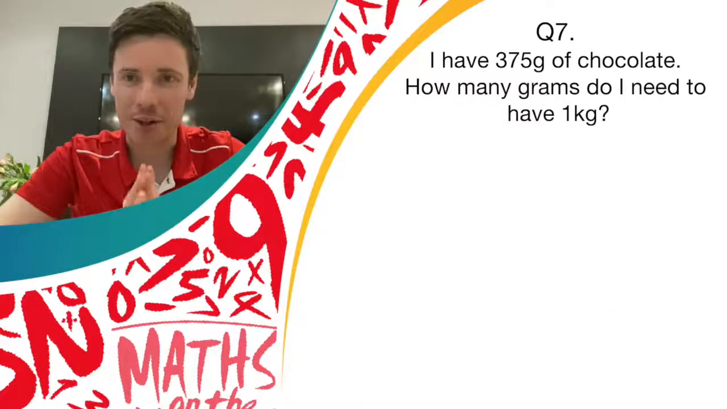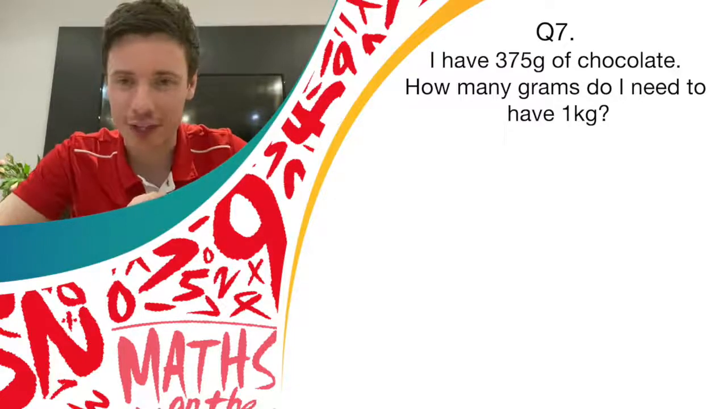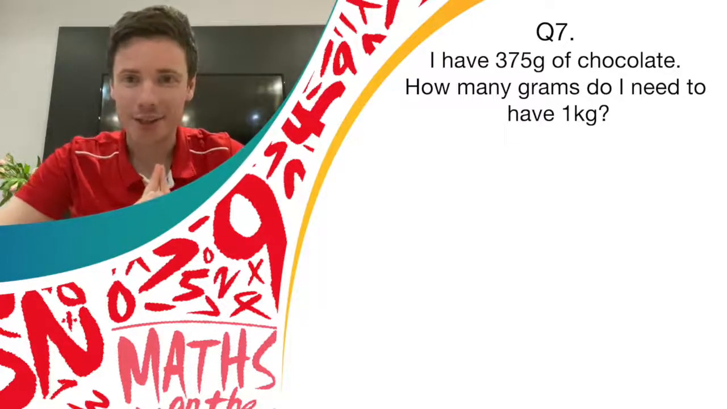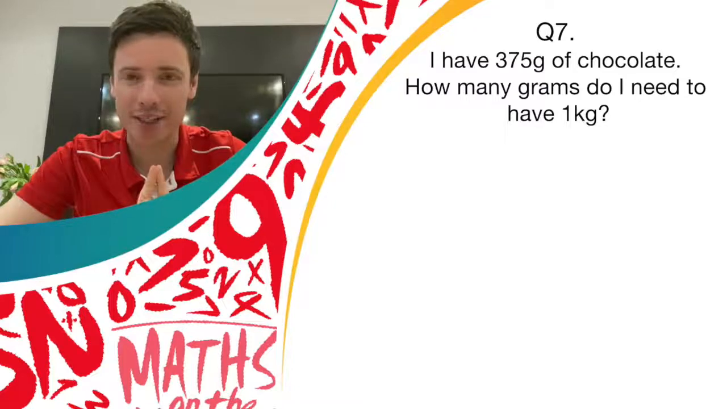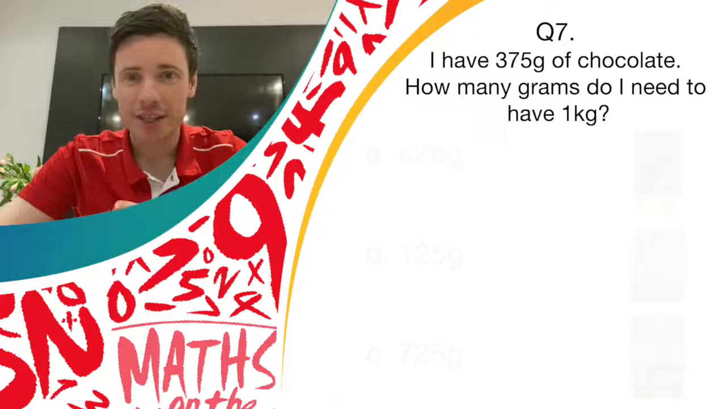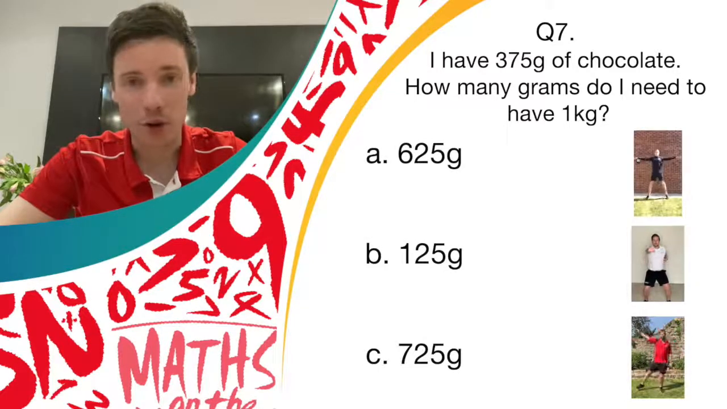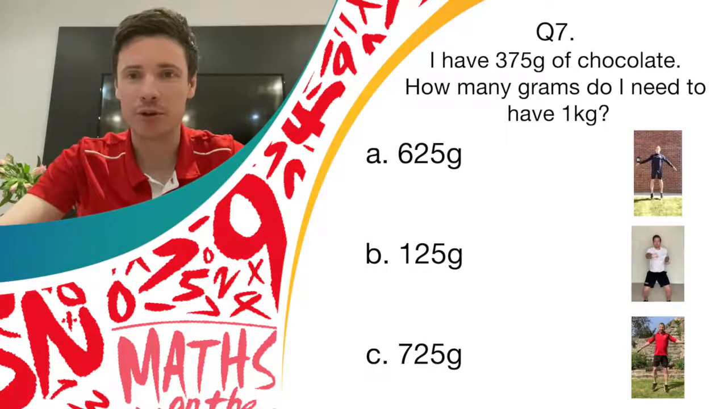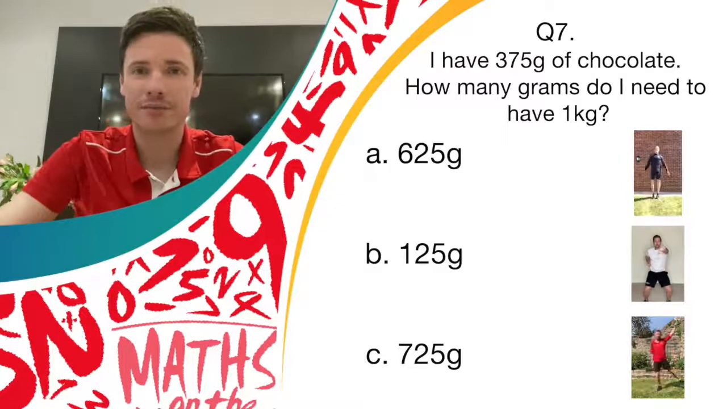Question 7 is a question about units of measure, and for this question we're talking about chocolate. So, if I have 375 grams of chocolate, how many grams do I need to have 1 kilogram of chocolate? So what would you add on to 375 grams to make 1 kilogram? So the options are 625 grams, 125 grams, or 725 grams.